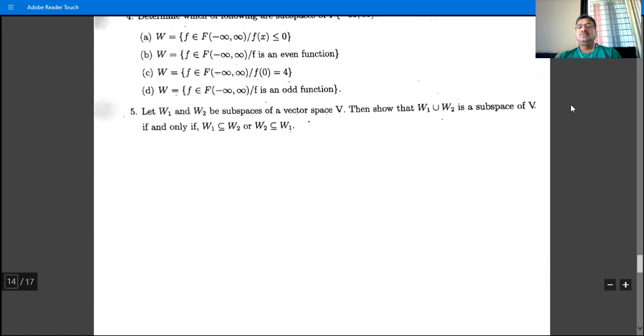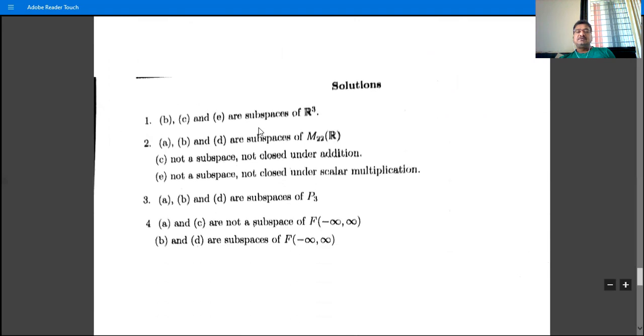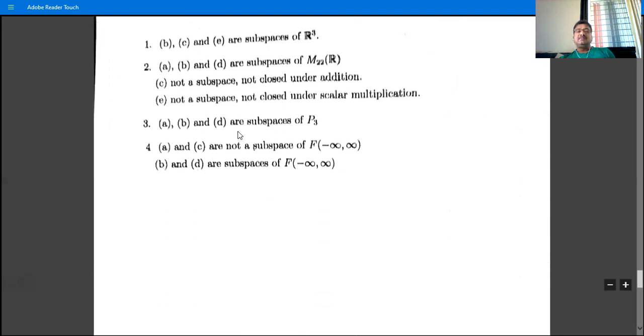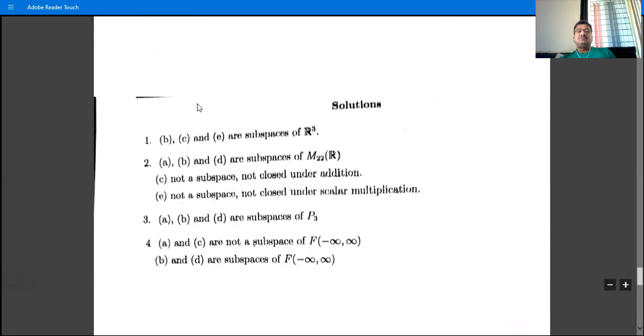Show that if W1 and W2 are subspaces of vector space V, then W1 union W2 is a subspace of V if and only if W1 is a subset of W2 or W2 is a subset of W1. Usually W1 union W2 is not a subspace of V, but it is a subspace if and only if this condition holds. So remember this condition. The solutions are given.